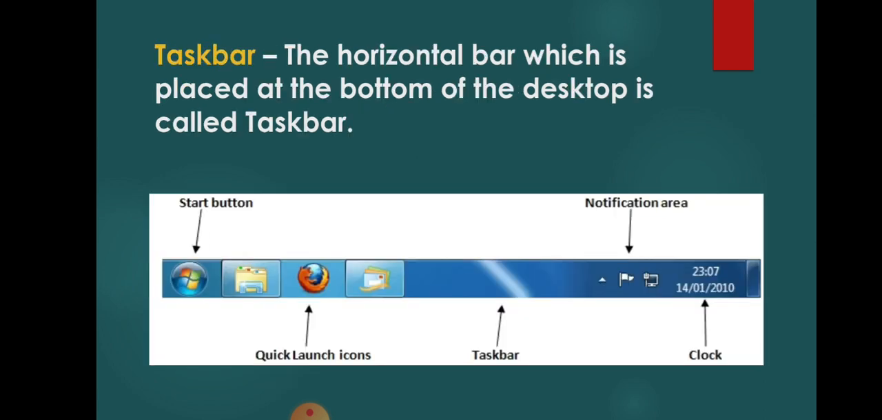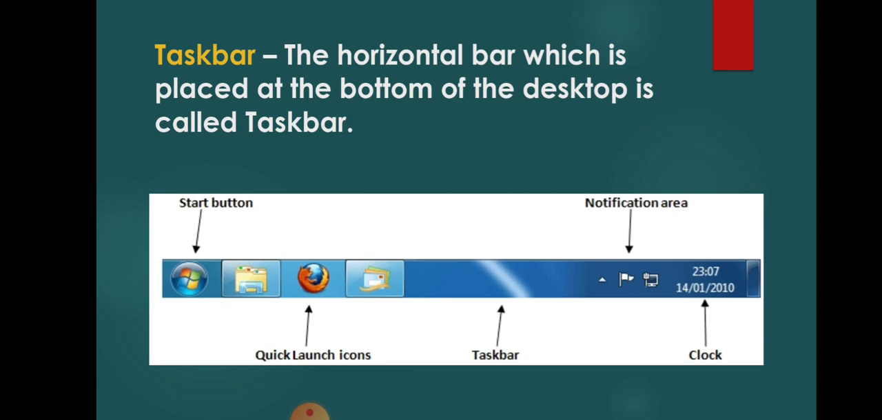Now the next one is taskbar. What is taskbar? The horizontal bar which is placed at the bottom of the desktop is called taskbar. Okay. And taskbar has other elements on it like a quick launch bar and system tray. Quick launch bar contains icons of applications that can be launched by a single left click.